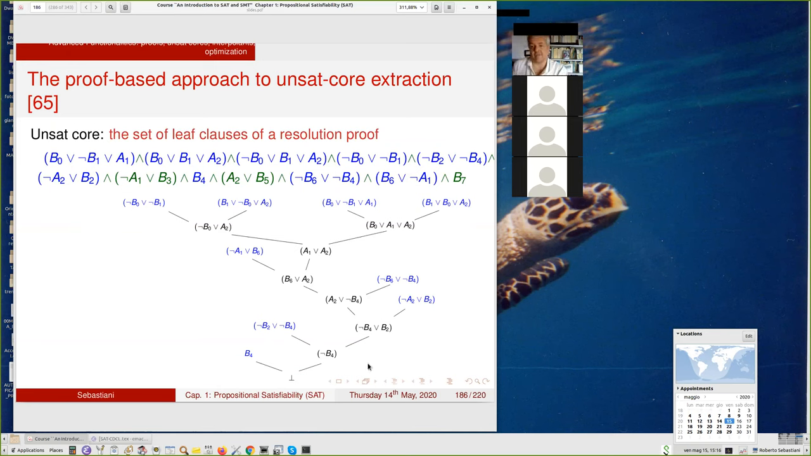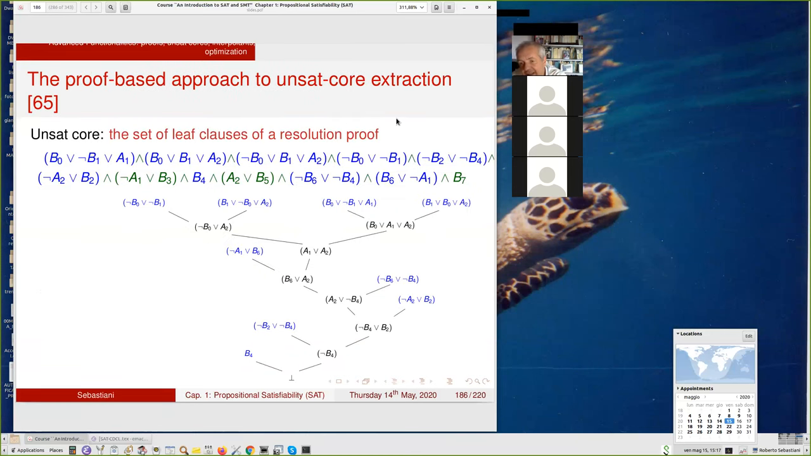So you run a SAT solver, you build a resolution proof, then you extract the leaves from this proof, and the leaves of a proof are a subset of the original formula, which are the subset of the original formula that cause the deduction of false. I think it's quite obvious, right? You take this for free from the generation of a resolution proof.